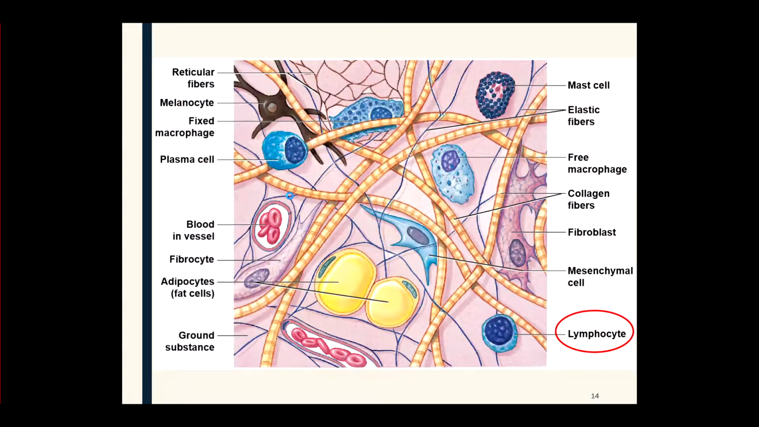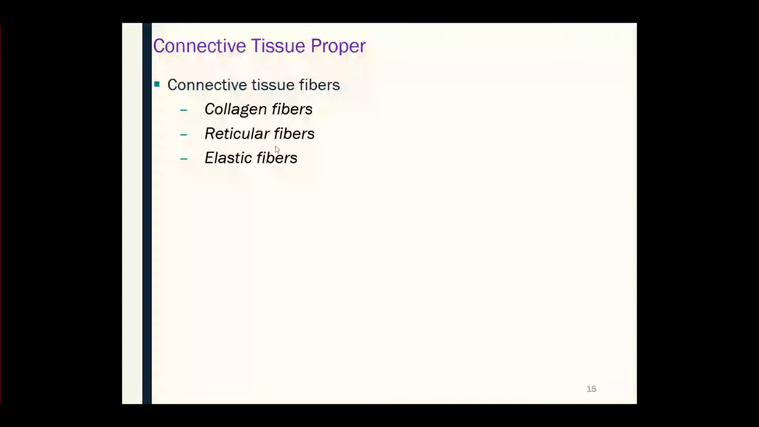Those I don't have a picture of, but here's a lymphocyte. This is a classic picture of a lymphocyte. It's got a big nucleus and not much cytoplasm. Over here, I didn't circle it, but here's a plasma cell. And so we have a little bit of an idea what the cells look like. Okay, so those are our cells that we can find in connective tissue proper.